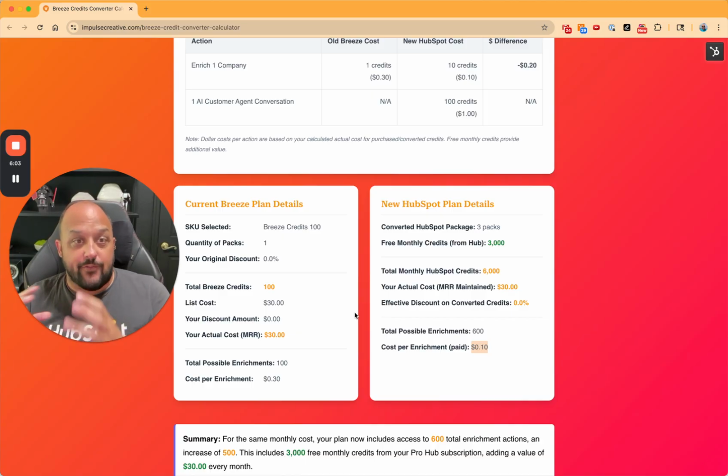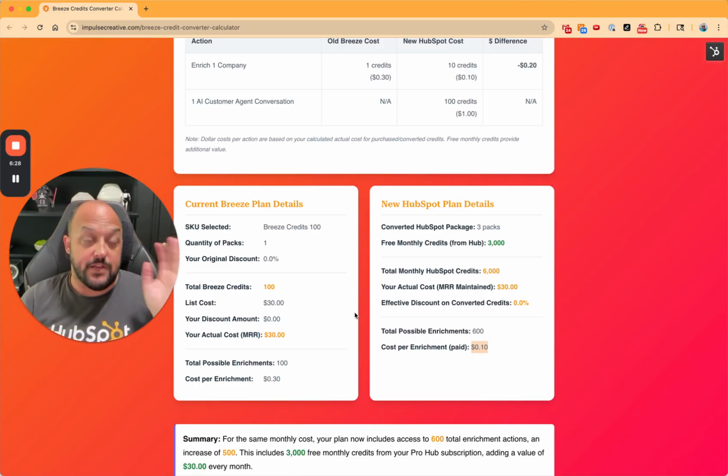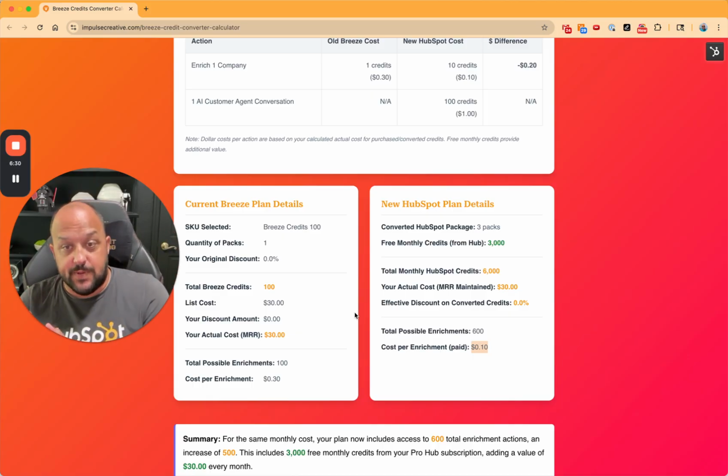So you have to be careful with some of your imports because you'll eat up some of your new HubSpot credits if you're using automatic enrichment or you're using the smart credits. You also have to keep in mind that the AI customer agent is going to eat up some of those credits as well. But overall, from a one-for-one basis, based on how you might have been using Breeze credits before versus HubSpot's new credits, you're getting more for your money. And so at the very least, you should be happy about that.